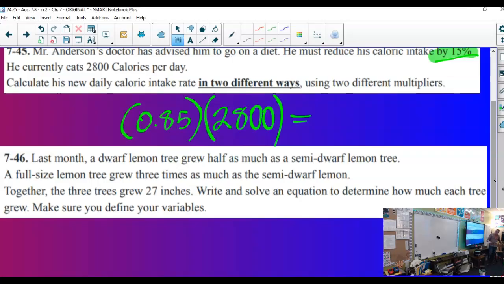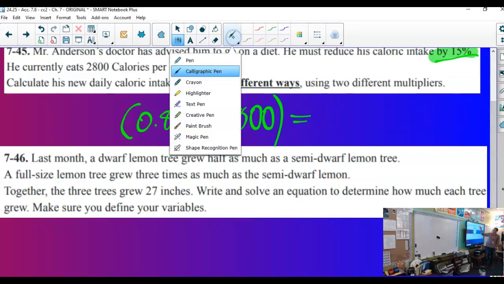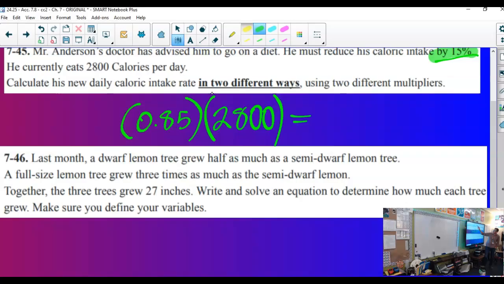A dwarf lemon tree grew half as much as a semi-dwarf. A full size grew 3 times as much as the semi-dwarf. How many trees are we talking about here?